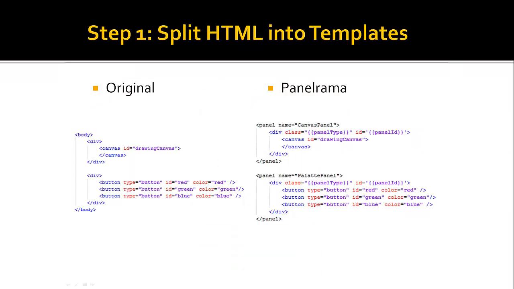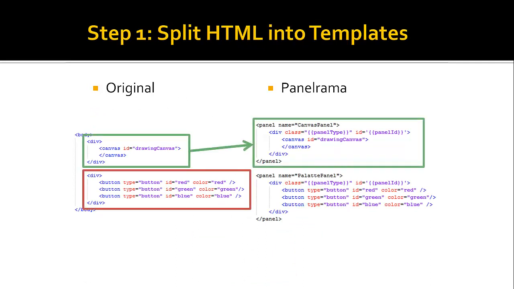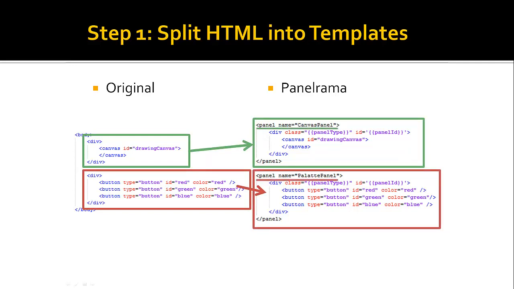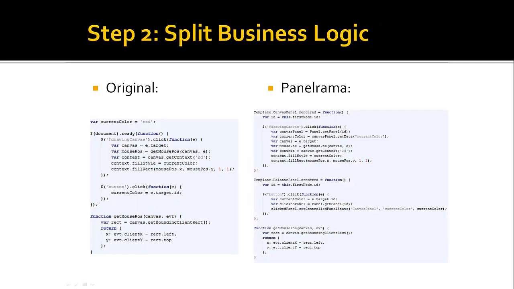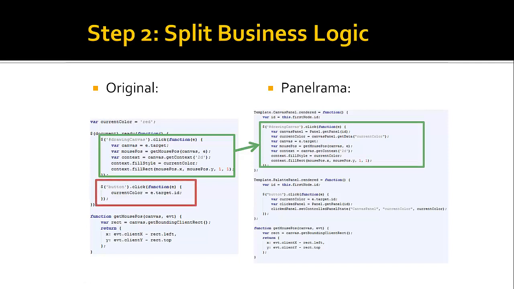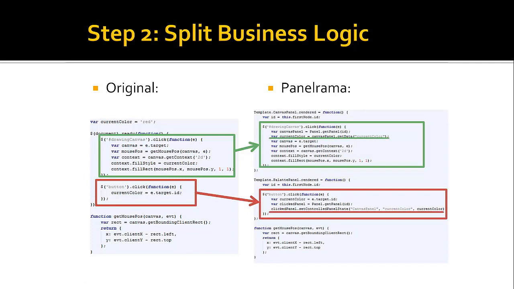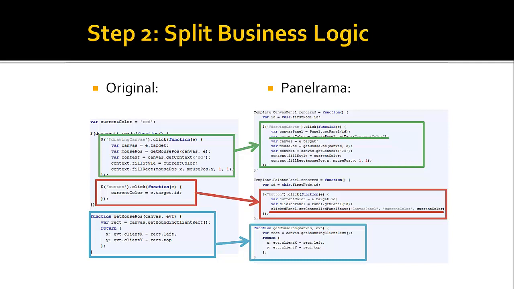First, it is necessary to split the application's HTML into multiple templates, each with a panel tag. We see here that the HTML elements copy over exactly, with only minor modifications required to define the panel types and IDs. Next, we need to make changes to the JavaScript business logic of the application. Code which relies upon the DOM elements or event handlers are placed under the rendered events of each panel template. Minor changes need to be made to any code that accesses state variables in synchronized panels. Naturally, functions that do not access synchronized state information do not need to be changed.